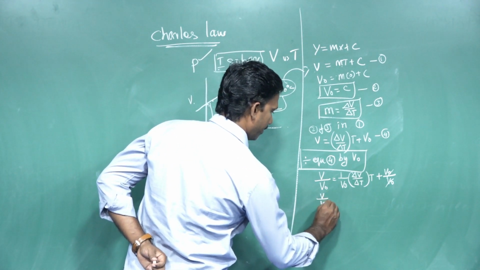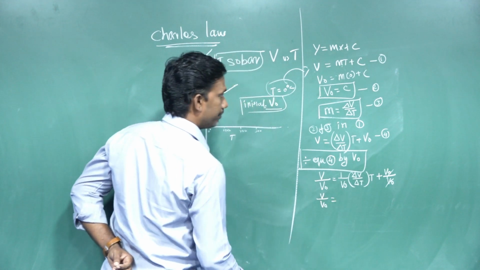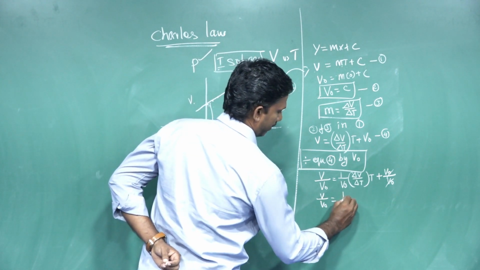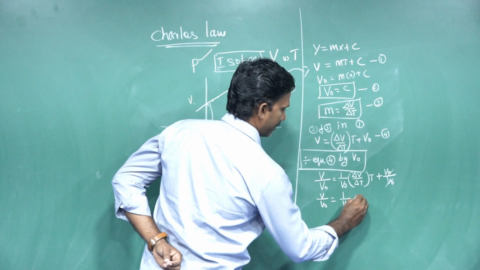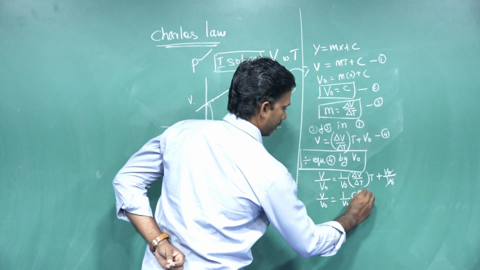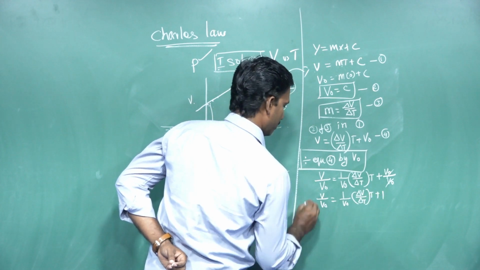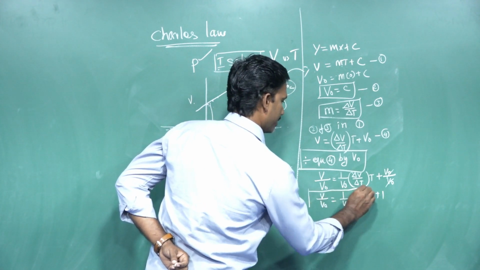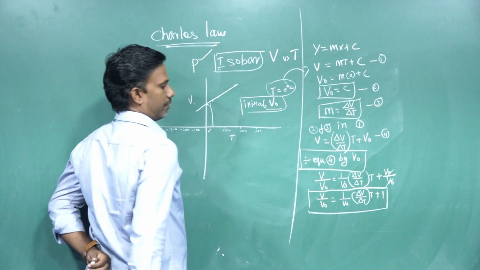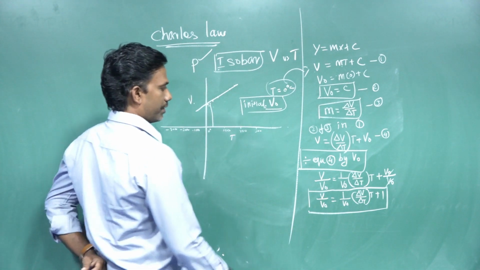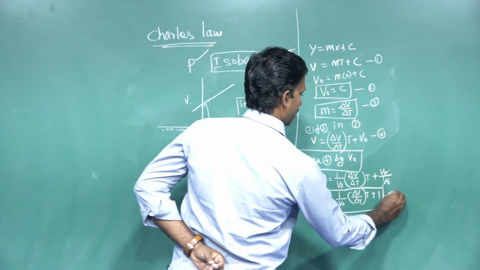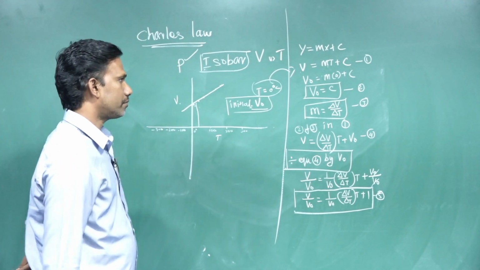Then you have an equation like this: V by V0 equals 1 by V0 into del V by del T into T plus 1. This is equation number 5.